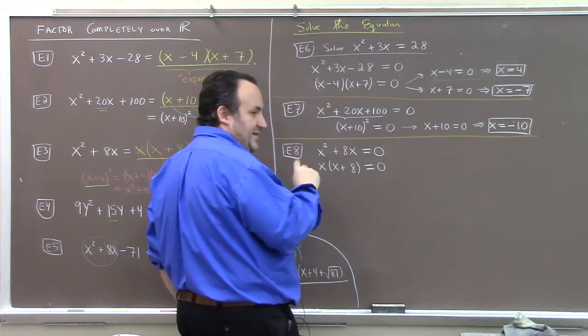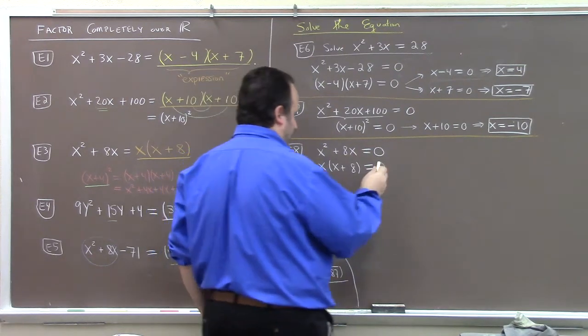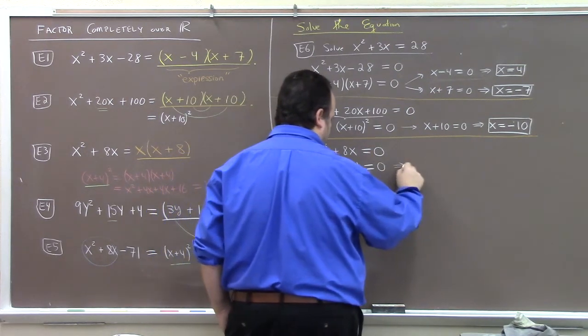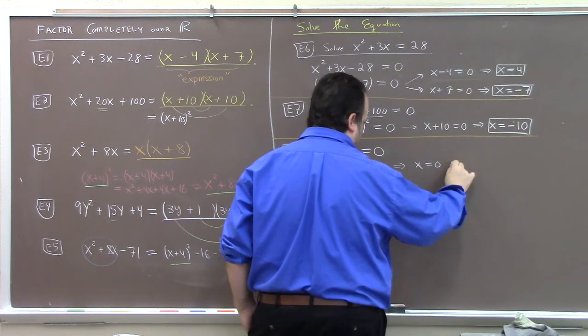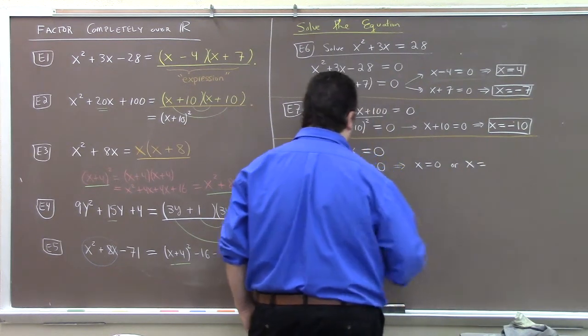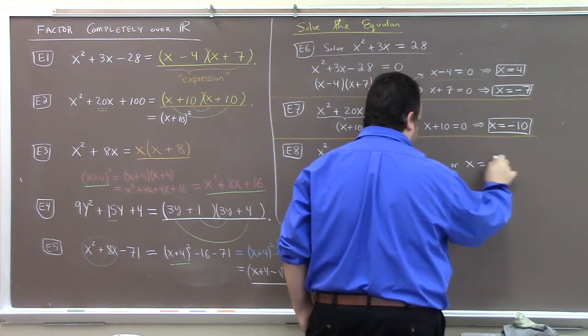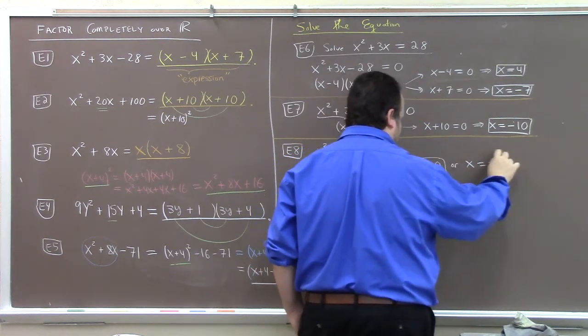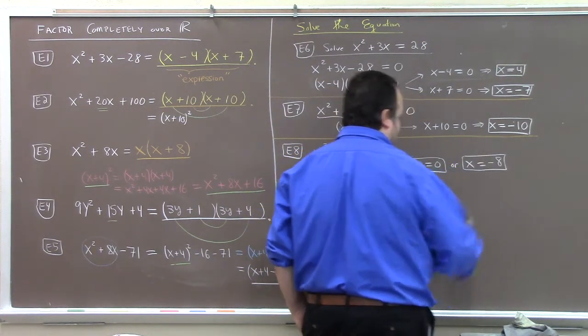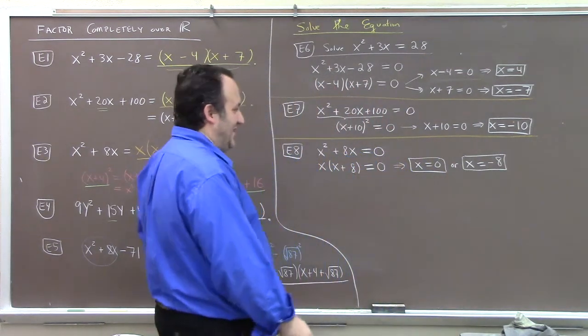And let's see here. So we're going to take the training wheels off. This says what? x equals 0 or x equal to? Not 8, but negative 8. Do I need to put the training wheels back on? I might need to put training wheels back on. I don't know. So this is a very popular mistake.